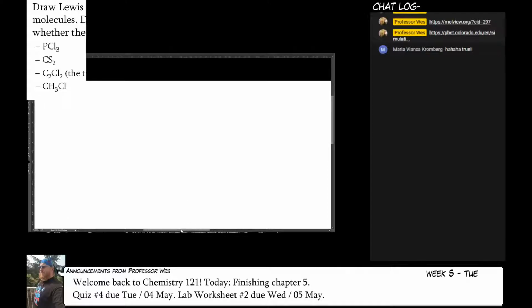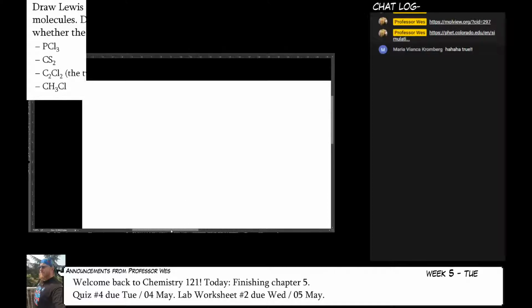All right, so first we're going to draw the Lewis structure. We're going to, again, draw it as accurately as we can. So hopefully for PCl3, you drew something that looked like this, because its VSEPR geometry is tetrahedral.